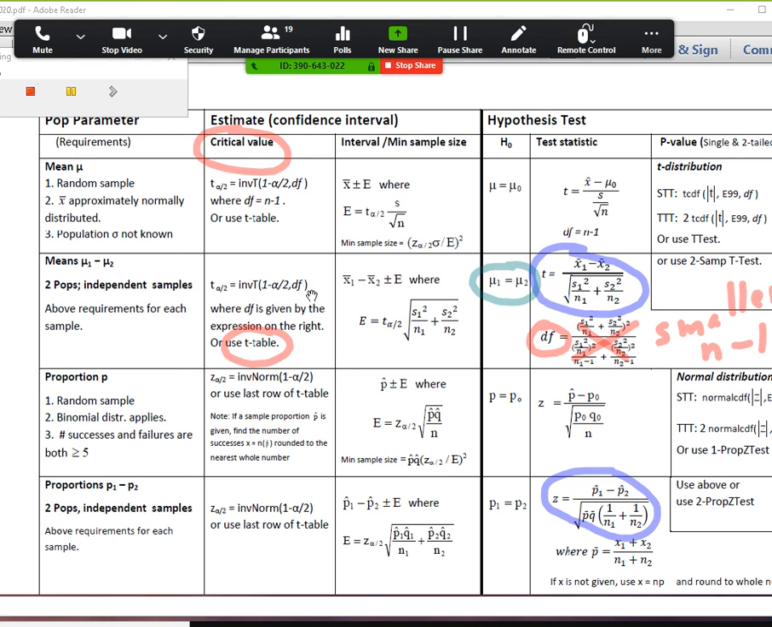Also, please note that you take that degrees of freedom and use the t-table to find your critical value. That's what you do with it. Take that smaller n minus 1 as your degrees of freedom in the t-table, and your critical value is always, always, always from that t-table. The only other thing that's different is this H naught. It's mu1 equals mu2.